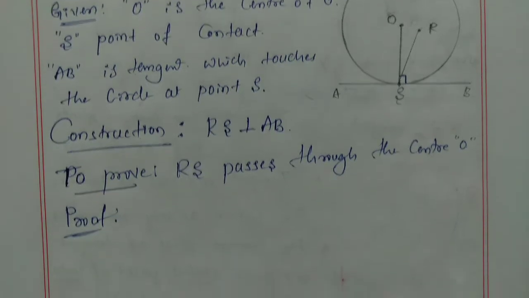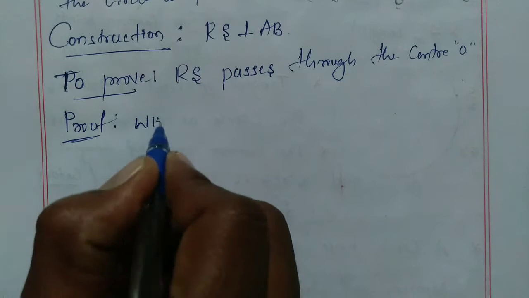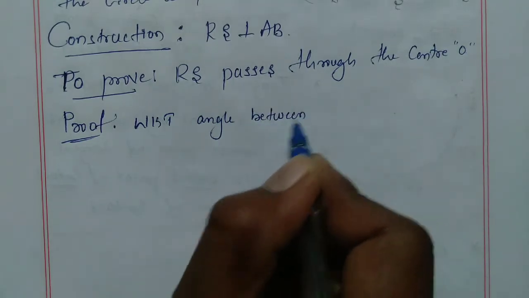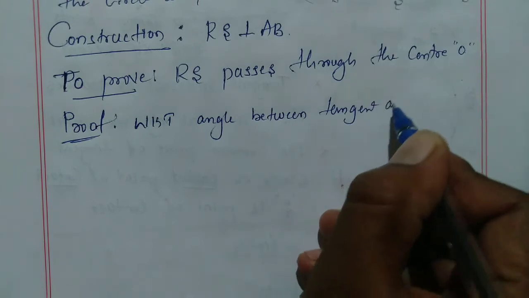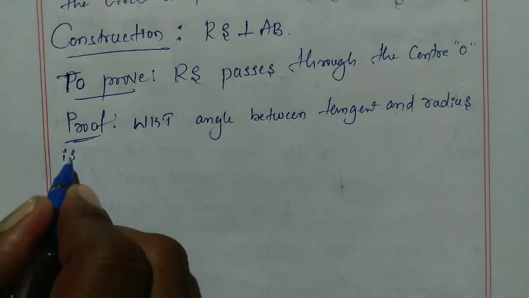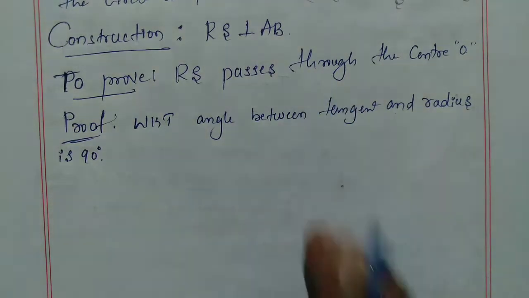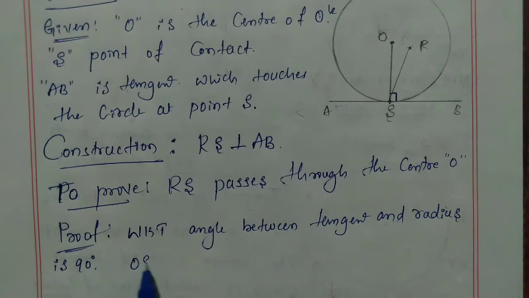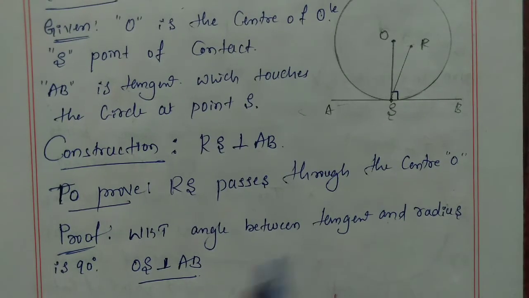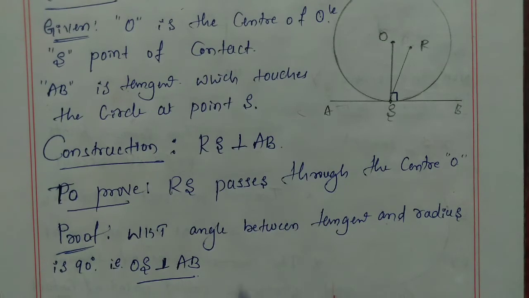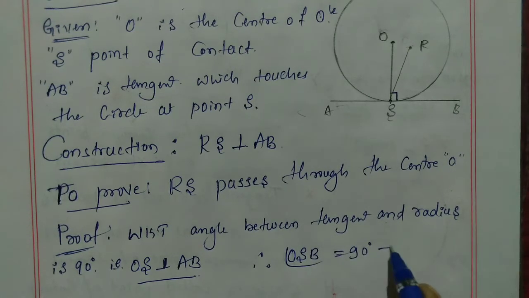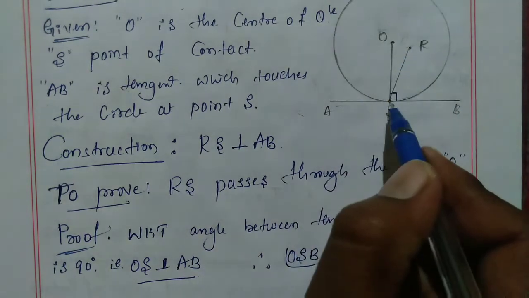Already we know that the angle between tangent and radius is 90 degrees. So I will write here OS is perpendicular to AB, because we know from the theorem that the angle between tangent and radius is 90 degrees. Therefore angle OSB is equal to 90 degrees, and you can call this equation 1.